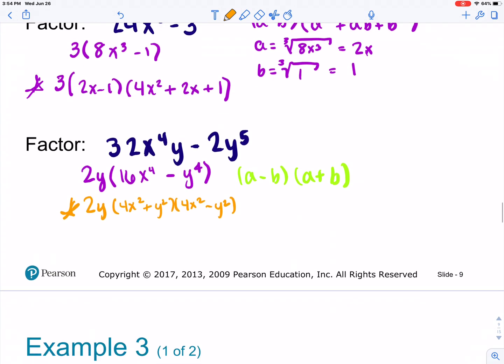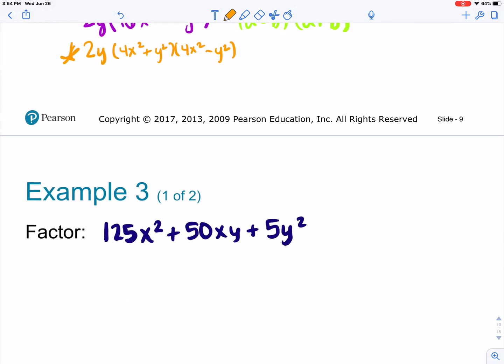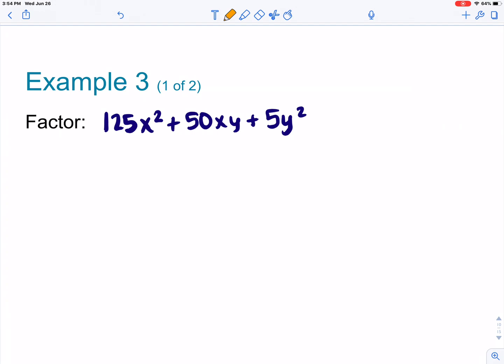All right, next page. Look at those numbers. 125, 50, and 5. So it looks like I can divide all those by 5. Now all the letters are different, so this one doesn't have a y. This one doesn't have an x, so it doesn't look like I pull any letters out. So I'm just going to try to pull the 5 out first.